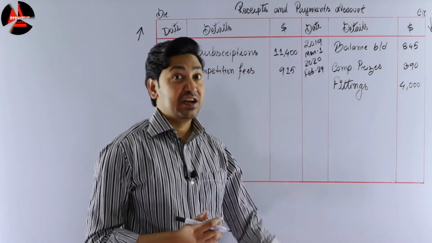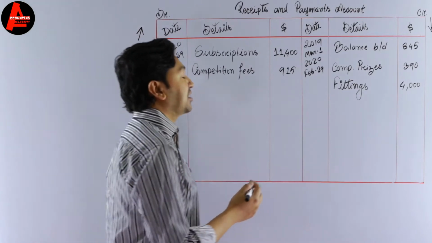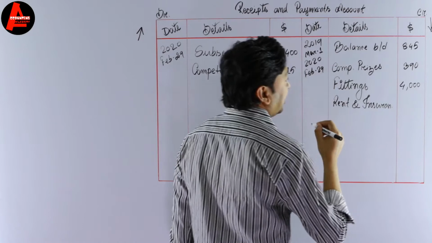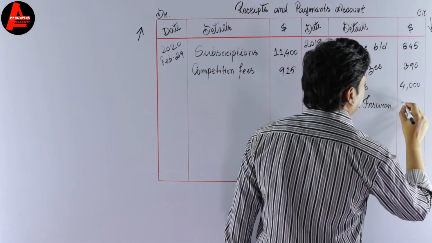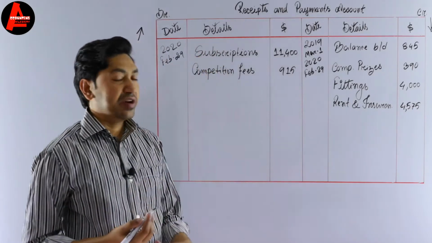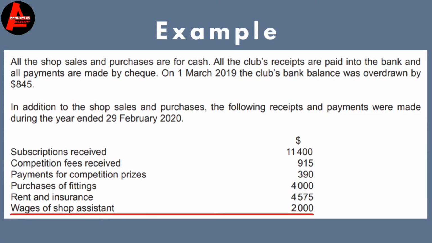recorded here on the credit side. Okay, so let us write here rent and insurance. Okay, it is $4,575. Very good, we record it. Okay, what is next item here? Wages of shop assistant $2,000.